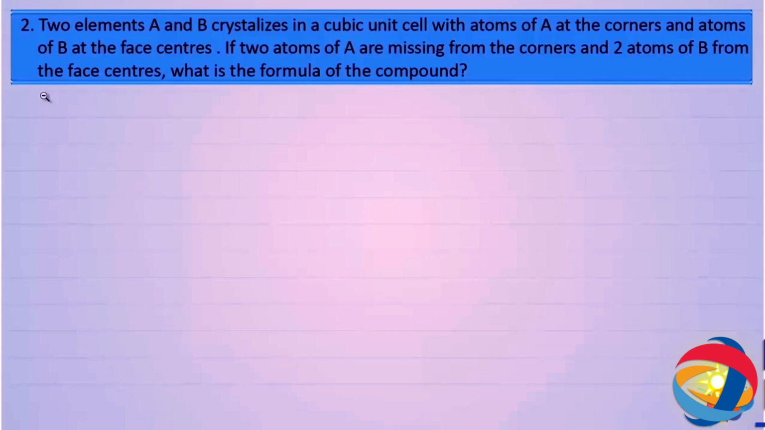Moving on to the next question. Two elements A and B crystallize in a cubic unit cell with atoms of A at the corners and atoms of B at the face centers. If 2 atoms of A are missing from the corners and 2 atoms of B from the face centers, what is the formula of the compound?